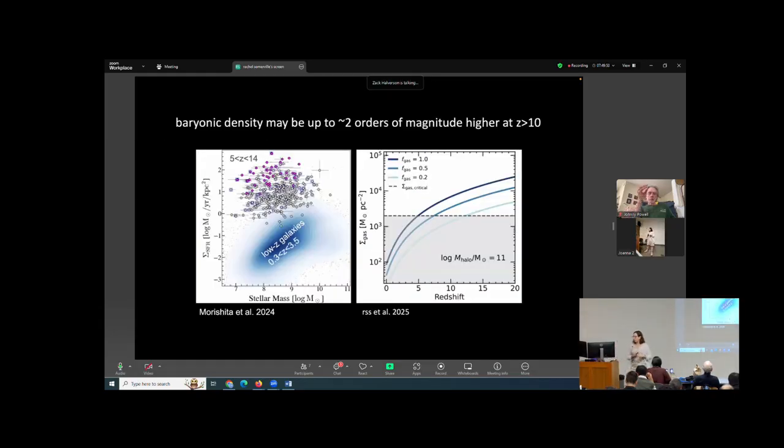Now, what might be different about galaxies at these very early times? Well, as Martin Rees suggested earlier today, the universe was much denser at these early times. So on the left, you can see observed star formation rate densities of galaxies at high redshift, 5 to 14, can be orders of magnitude higher than galaxies in the nearby universe.